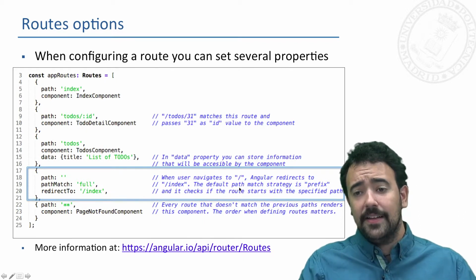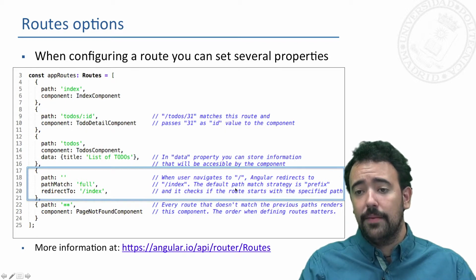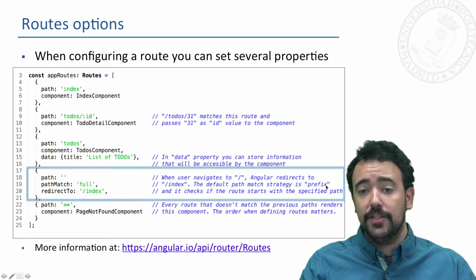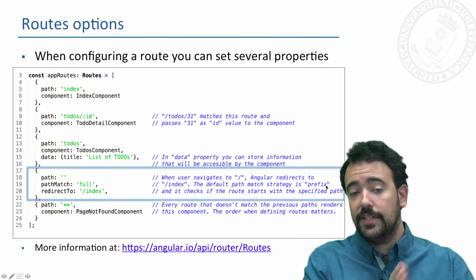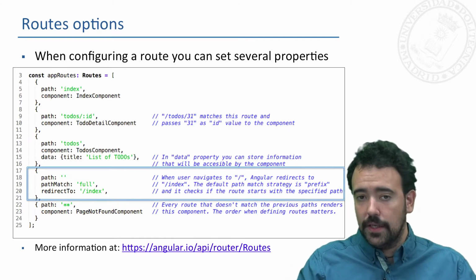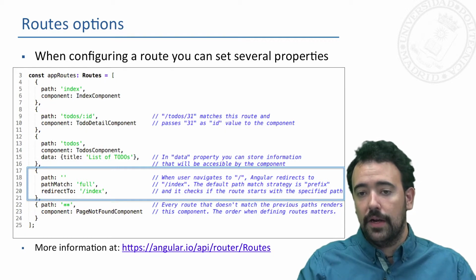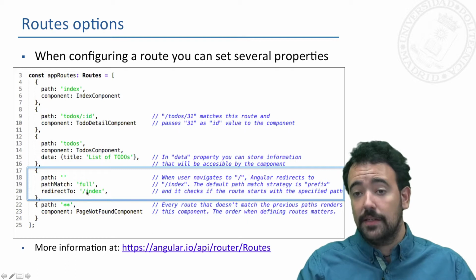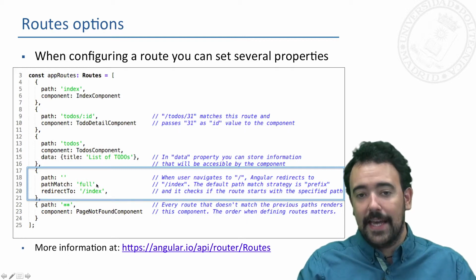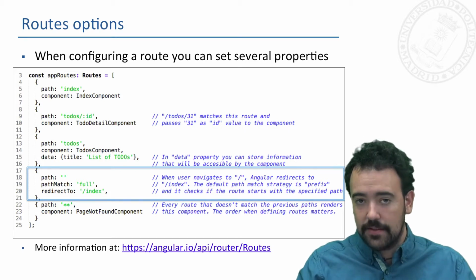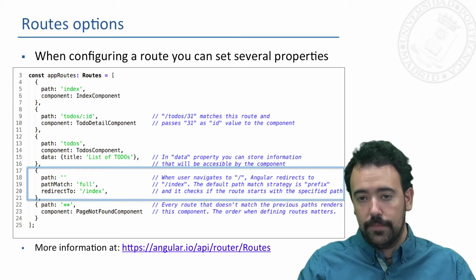But I just say here the basics, that by default the matching strategy is prefix. So Angular starts checking the path, and depending on the prefix, it will render a component or another component. In this case, if we change the matching strategy to full, we will take the whole path in order to select the route we want to include.